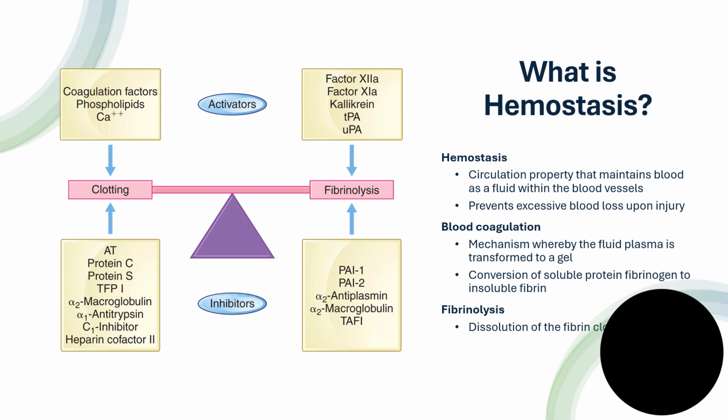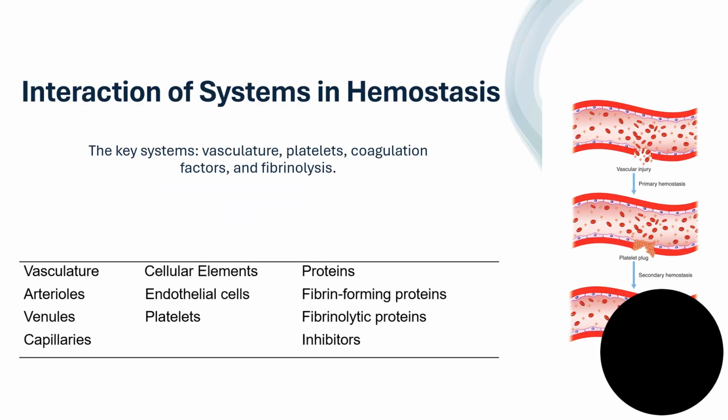Once that vessel is repaired, we also need to restore normal blood flow by lysing that clot. The process of removing fibrin is called fibrinolysis. In this system, we remove fibrin from the vascular system in a controlled manner once it has fulfilled that function, and it also helps protect against excessive fibrin accumulation in that area.